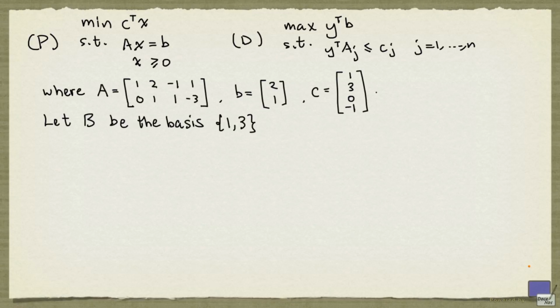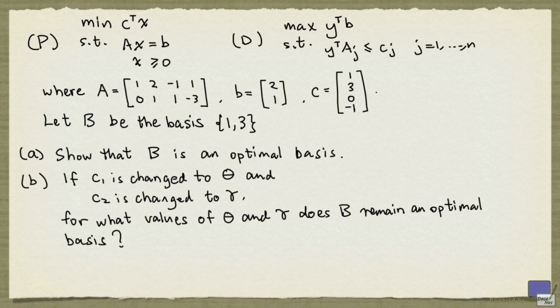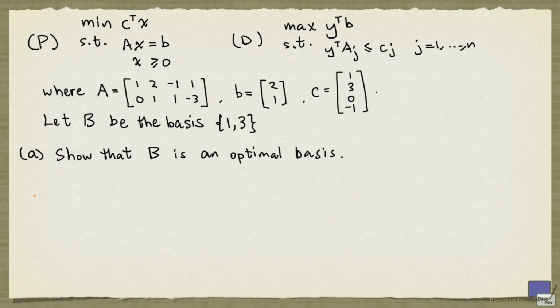We're going to look at two questions. The first is to show that capital B is an optimal basis. And the second question is, if c1 is changed to theta and c2 is changed to gamma, for what values of theta and gamma does capital B remain an optimal basis? So let's look at the first question.